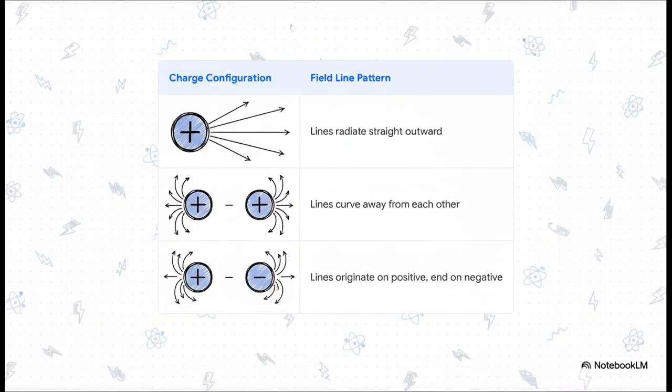So once you know those rules, you can start mapping out all kinds of setups. For a single positive charge, you get these lines radiating straight out, kind of like the sun's rays. For two positive charges, you can literally see the lines pushing each other away. But check out that last one, a positive and a negative charge together. This beautiful pattern, it's really, really important.